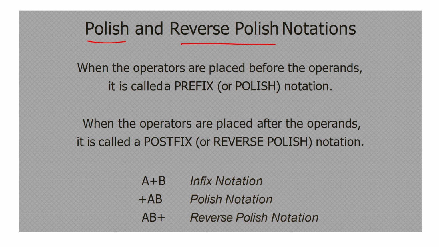A plus b is infix notation, but if I take this operator before both the operands, in this case plus is ahead of ab, so this is known as Polish notation or prefix notation. Similarly, if I take this plus on the right side, this is known as reverse Polish notation or postfix notation.